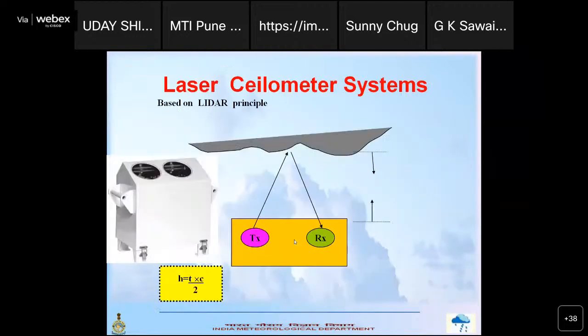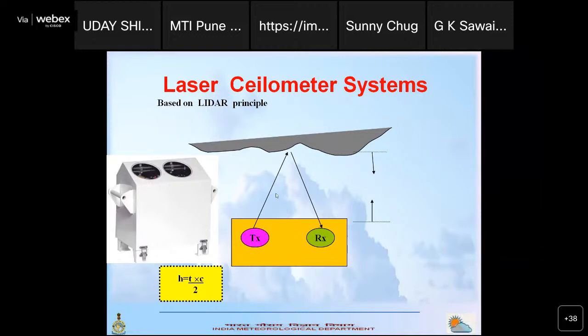Now the last parameter is the laser ceilometer. A ceilometer is nothing but an instrument which gives the height of the lowest cloud. If there is a cloud, the lowest cloud, this ceilometer instrument has a transmitter and a receiver. This is the transmitter and this is the receiver.